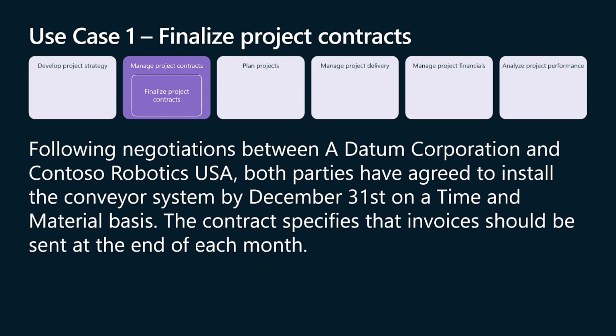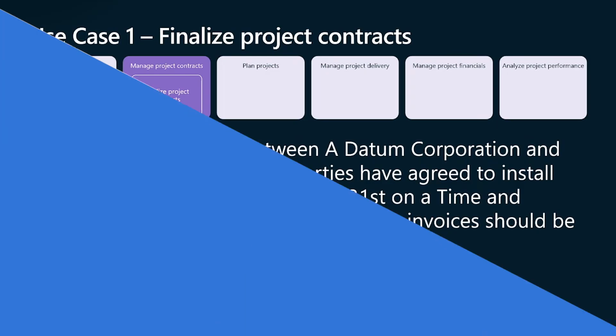So, following negotiation between Adatum Corporation and Contoso Robotics USA, both parties have agreed to install the conveyor system by end of December on a time and material basis. The contract specifies that invoice should be sent at the end of each month. Now let's see how it could work in Microsoft Dynamics 365 project operations.